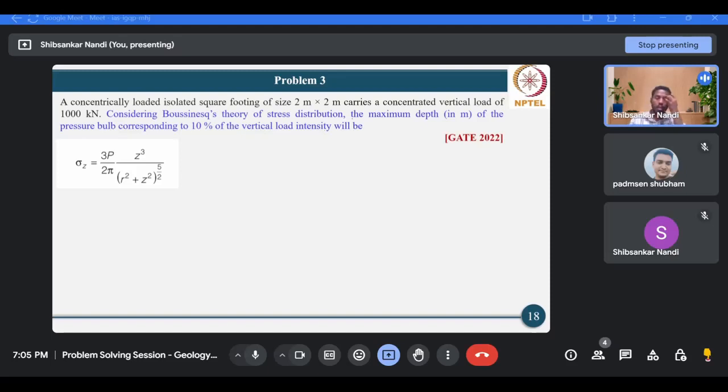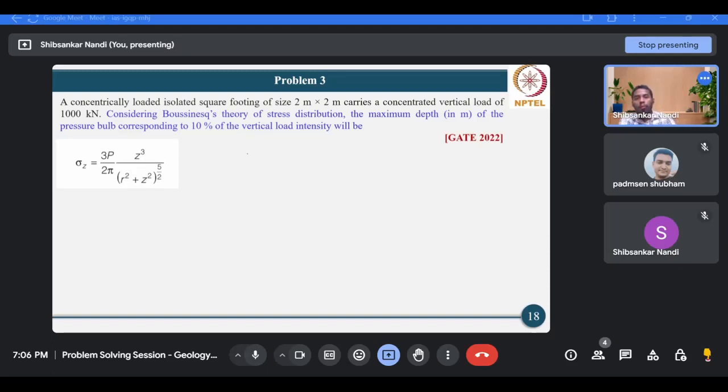So you have to basically determine the maximum depth of a pressure bulb which corresponds to 10% of the vertical load intensity, and the distribution of the vertical stress may be given. I hope this was not given in the problem, but it's easy to recall, or the derivation is not within the scope of the study, so you can recall. So this is the variation of vertical stress with the horizontal distance and the vertical distance R and Z.